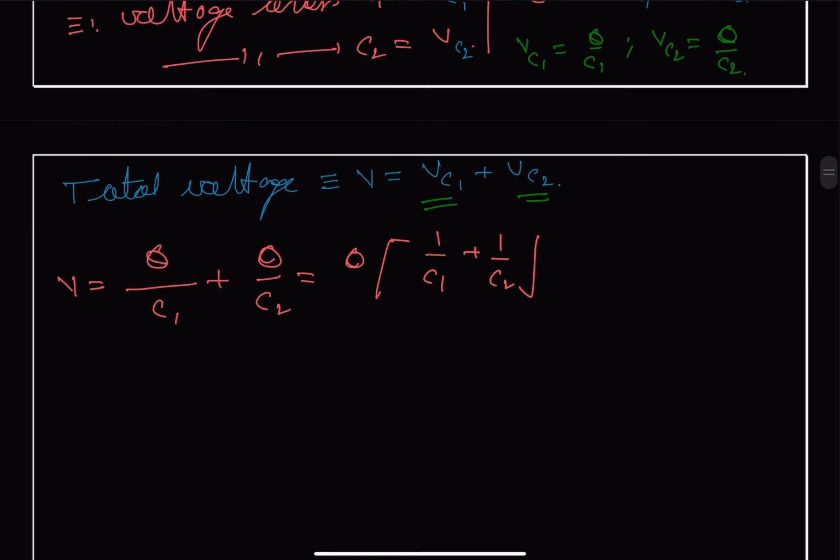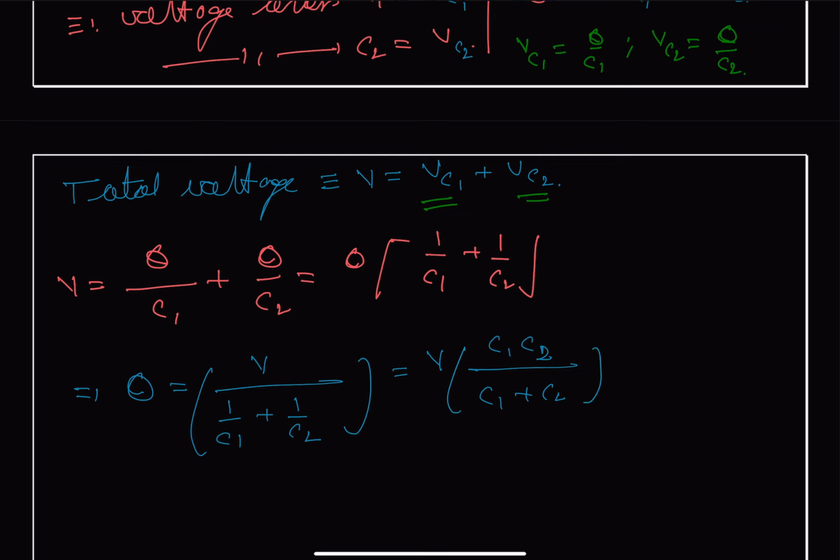Therefore we can say our charge Q will be equal to V upon 1 upon C1 plus 1 upon C2. And this can be written as V, and we take LCM. This comes as C1 C2 divided by C1 plus C2.